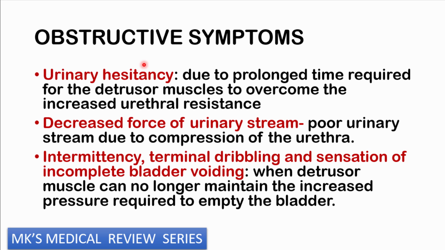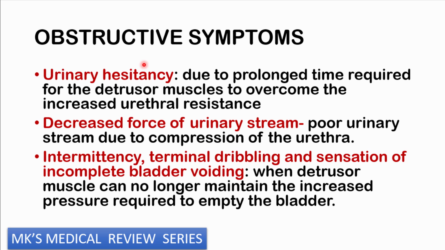And of course, there may be other features such as intermittency, terminal dribbling, as well as a sensation of incomplete bladder voiding. So intermittency is when you urinate, stop, then urinate again, and then stop, then urinate, and then stop. Terminal dribbling is where the patient goes to urinate and thinks they are done, and then when they put their organ back into their pants, urine comes out again.